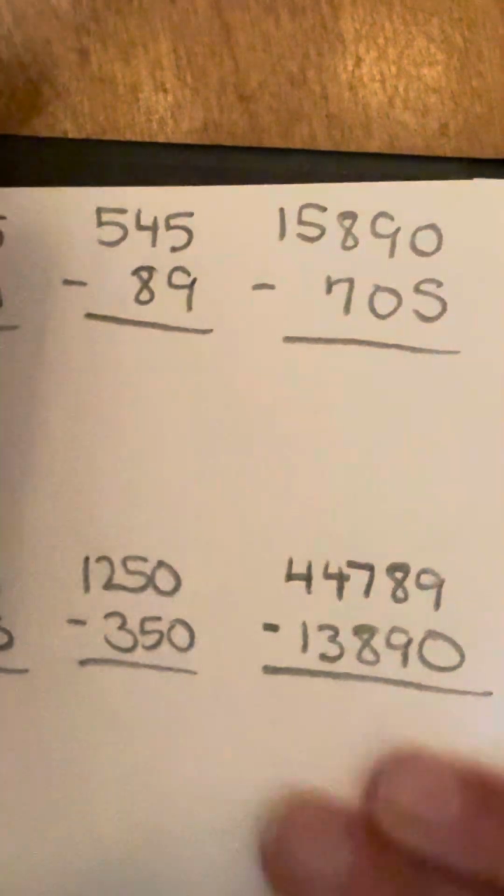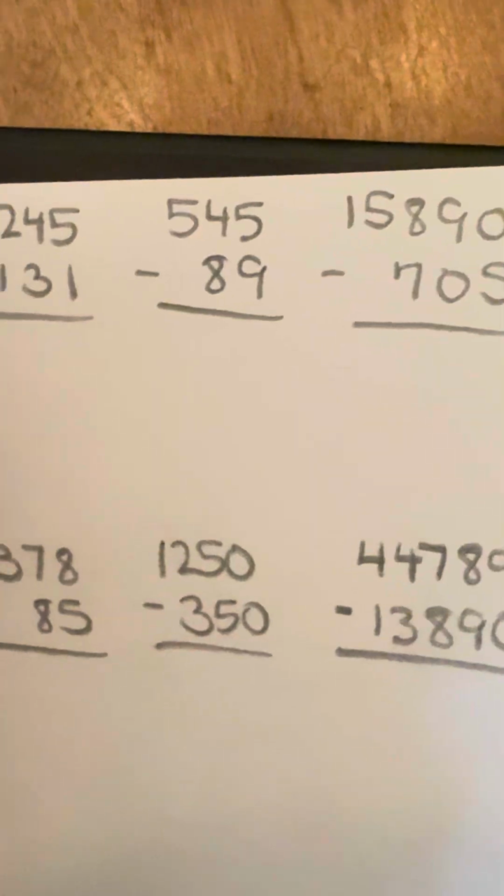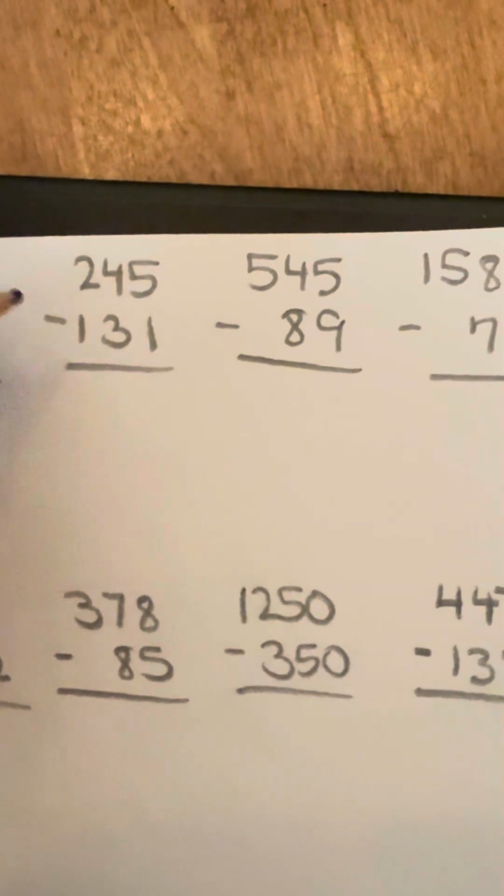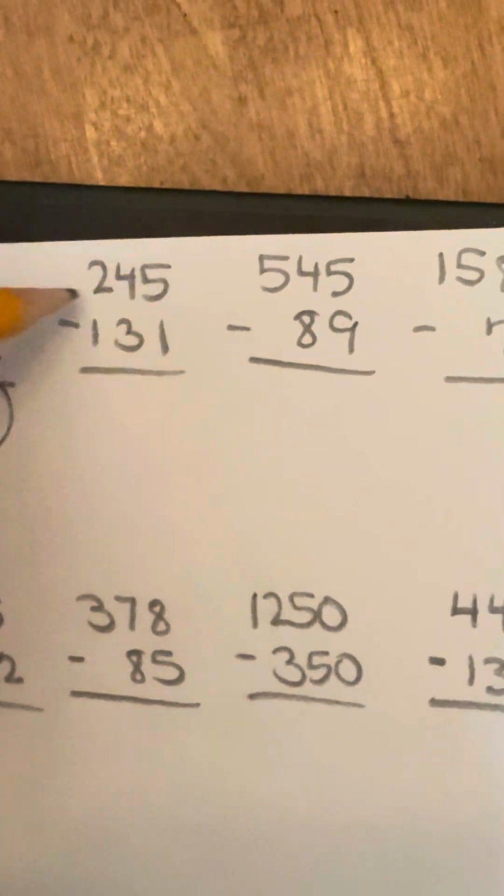Now we're going to talk about subtracting some numbers. We do the same kind of thing, line up our numbers accordingly. Then we just start from the right and move over to the left.